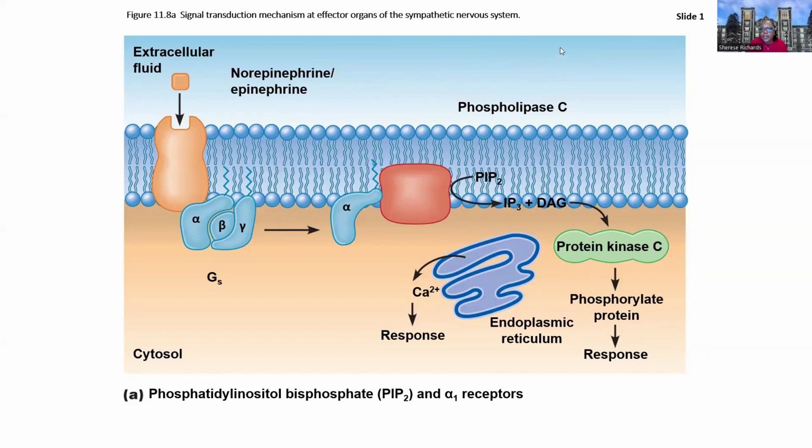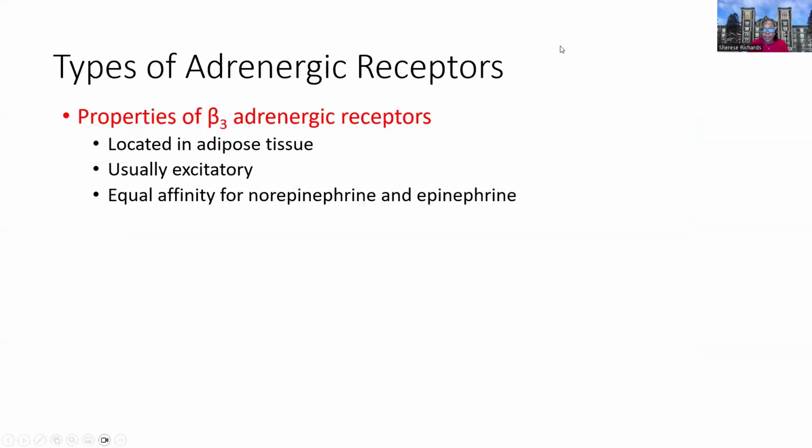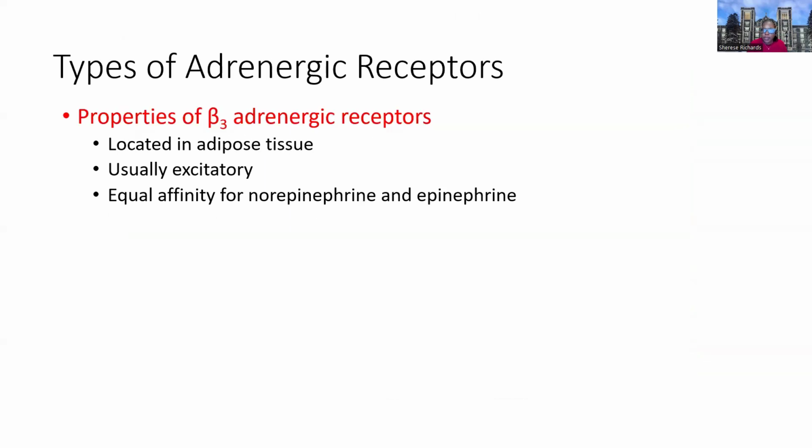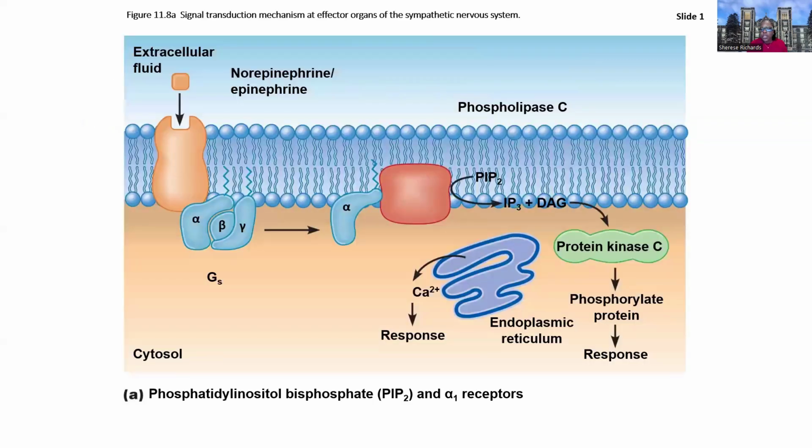All right, so we left off looking at the various types of adrenergic receptors, and just to quickly refresh this, we talked about beta 1, beta 2, beta 3. Beta 1 and 3, we said, had equal affinities, whereas beta 2 had a preference for epinephrine over norepinephrine. And then we also spoke earlier about the alpha 1 and alpha 2 subtypes of adrenergic receptors. So what we're going to do here is look at the mechanism.